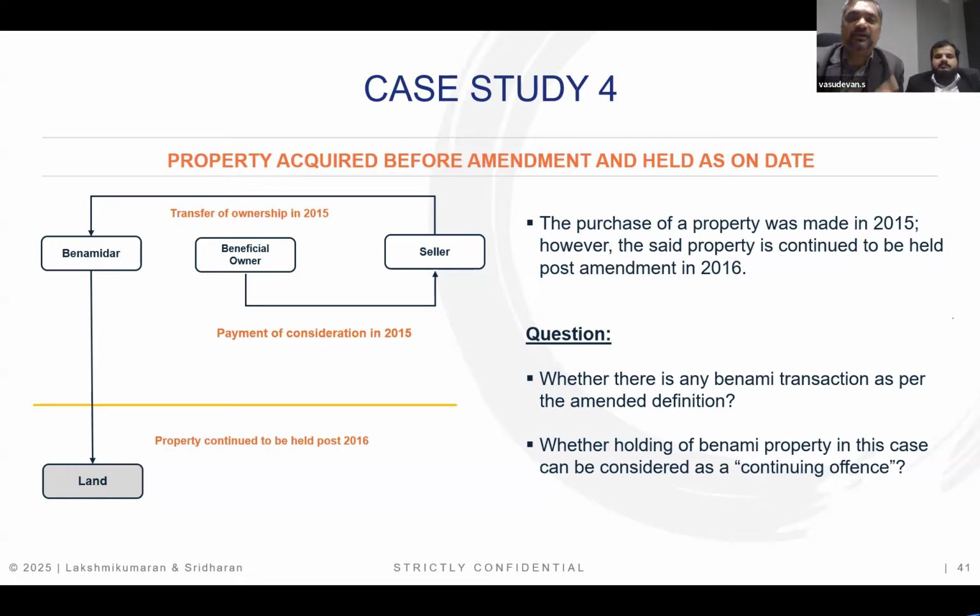So in an example like this, where the underlying transaction has already taken place pre-2016, according to me, the argument of retrospective applicability of this law will definitely arise. And eventually, to my mind, we should be able to succeed before the higher courts.